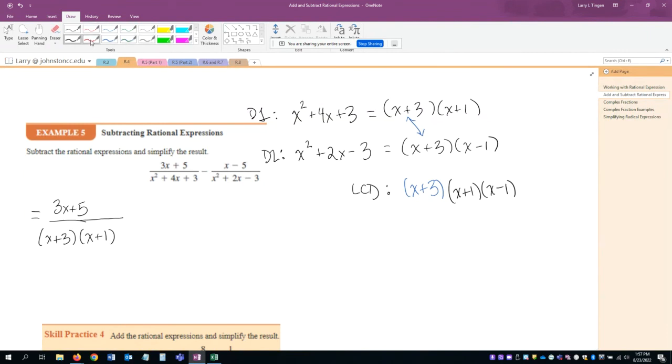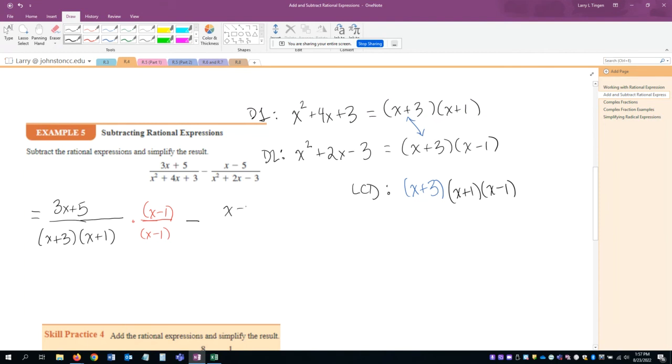How do I do that? Well, I multiply by it. If I multiply the denominator by x minus 1, I'll have my LCD. I'm allowed to do that as long as I do the same thing to the numerator, right? And that's a critical step. You've got to do the same thing to the numerator.